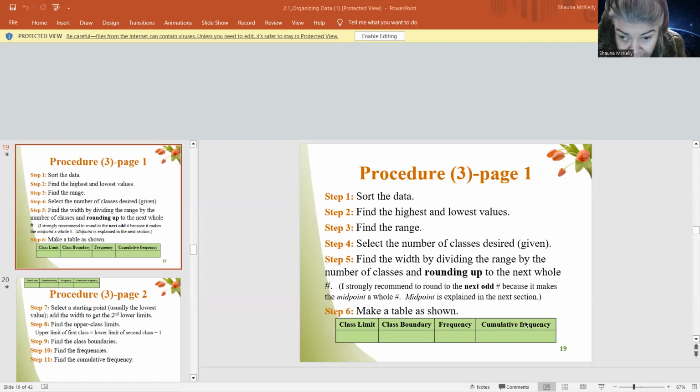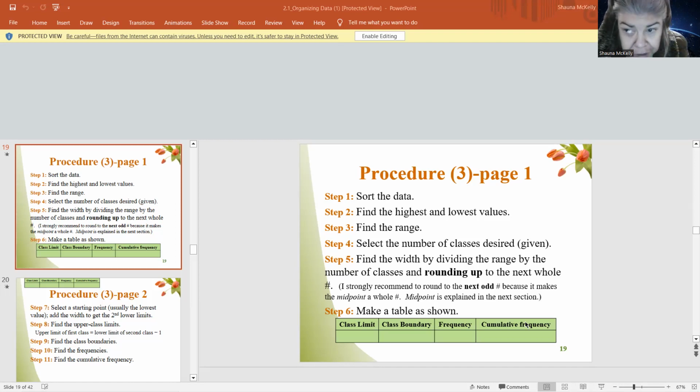This is page 1 of the procedures for a grouped frequency distribution. So actually it says sort the data, find the highest and lowest values, find the range, select the number of classes that you desire that will be given to you, and then find the width by dividing the range by the number of classes and rounding up to the next whole number. Okay, so that's the procedure.